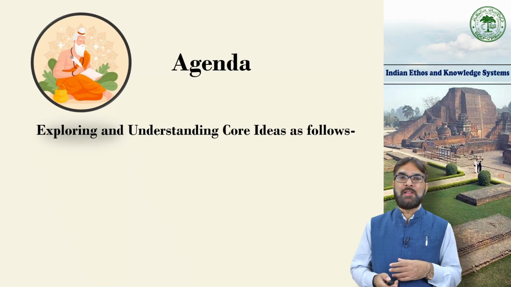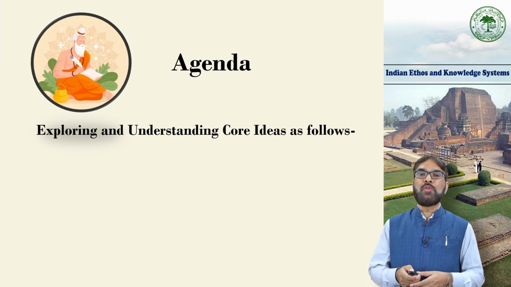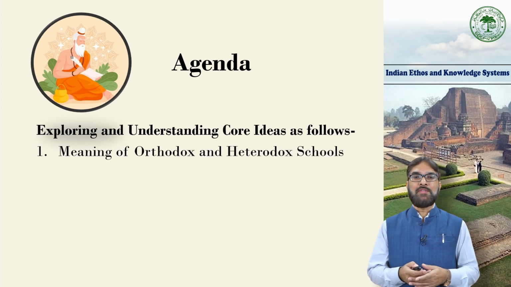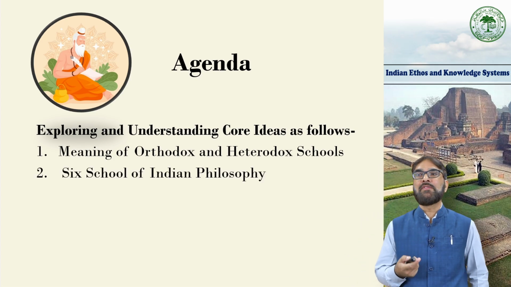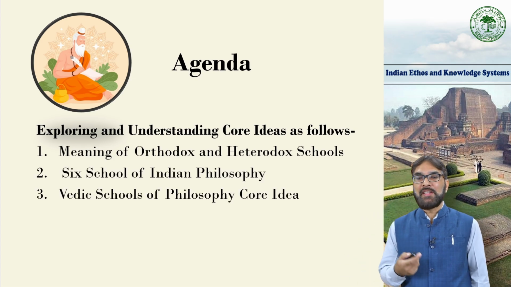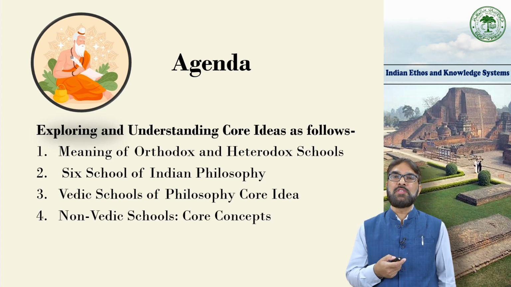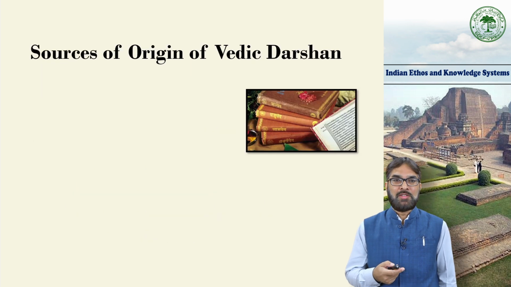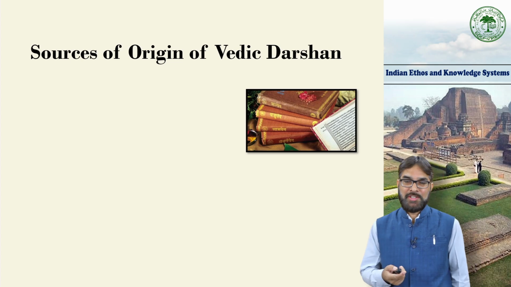So we just have a glimpse of what we are going to discuss, exploring and understanding core ideas as follows. As an agenda, the meaning of orthodox and heterodox schools is one aspect, then the six schools of Indian philosophy, the Vedic schools of philosophy and their core ideas, non-Vedic schools and their core concepts, and their role in Indian knowledge traditions. So just have a look at the sources of origin of the Vedic Darshana.